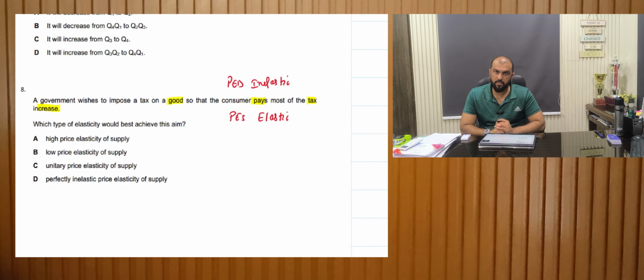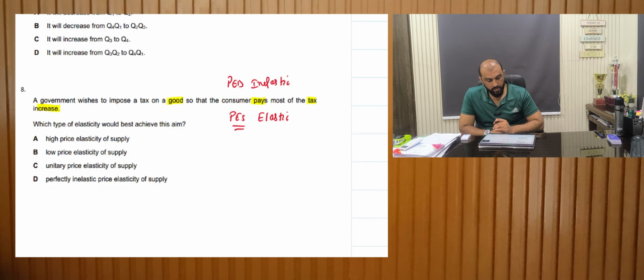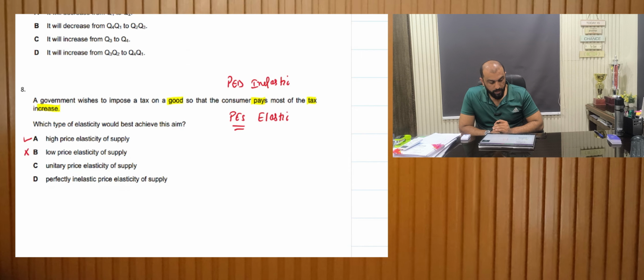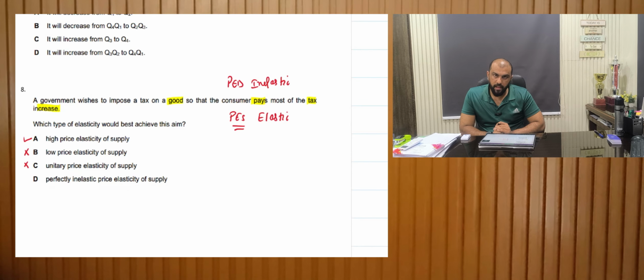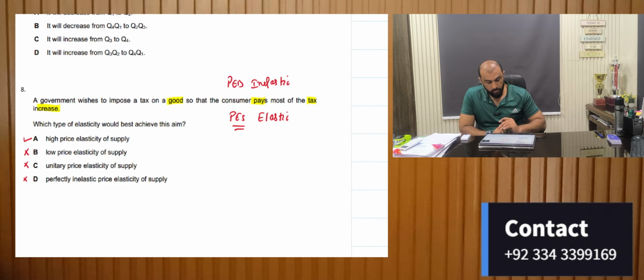So the rule is whichever value is lower pays less taxes. If PES is high, suppliers pay less taxes, and obviously consumers pay higher taxes. So high price elasticity of supply should be the answer. If the price elasticity of supply is low, customers would pay less taxes and producers would pay more taxes. If it's unitary, both would pay equal taxes. If the supply is perfectly inelastic, which means it's the smallest value, which is 0, this means all the taxes will be paid by the supplier. Hence, this is also incorrect.